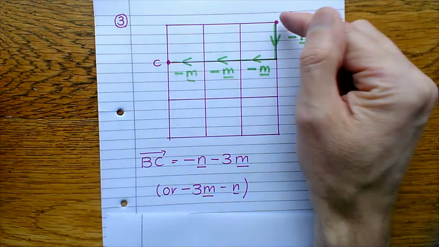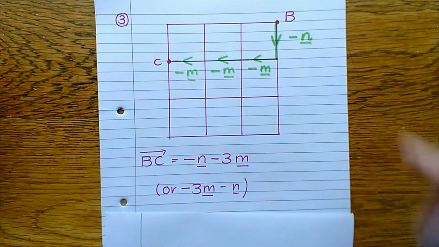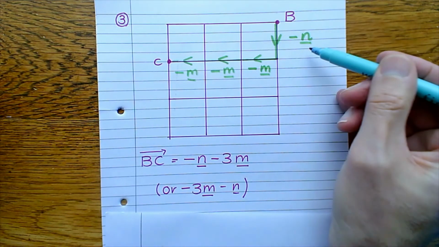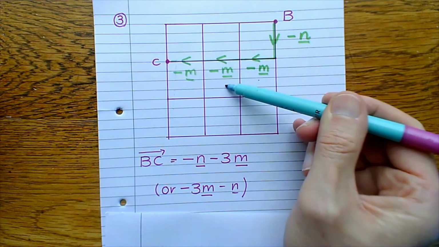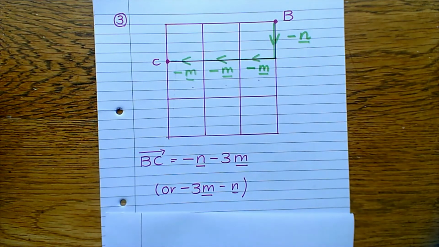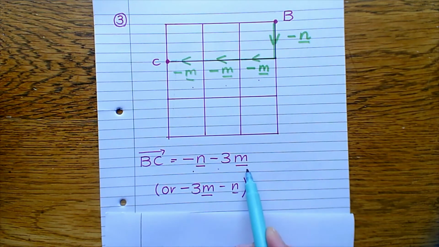Third one was to get from B to C. So we've got to come down, but n was an up vector, so we reverse it by making it negative n. Then we had to get across to our left, so we reverse the m vector, and we need 3 of them, so it's 1 down and 3 across. That's minus n minus 3m to get from B to C.